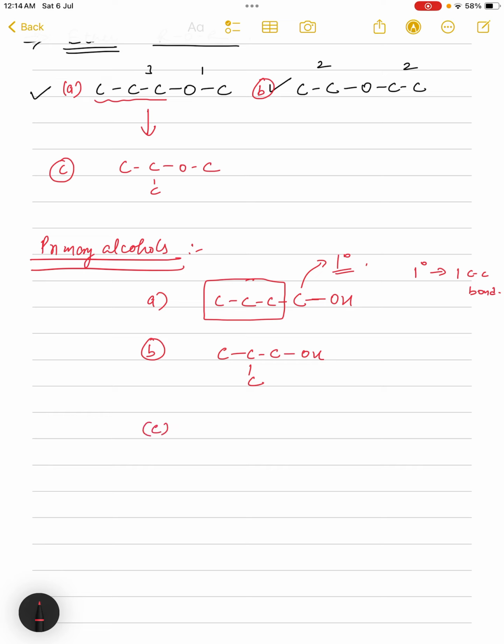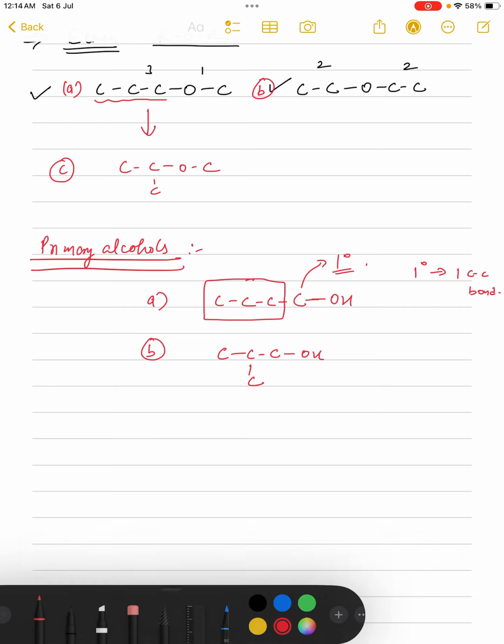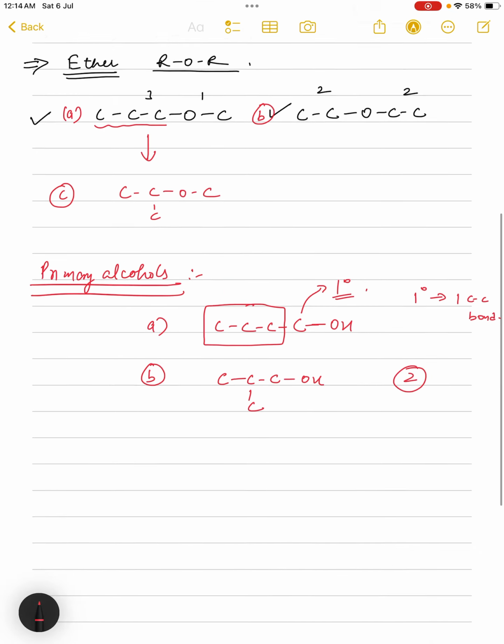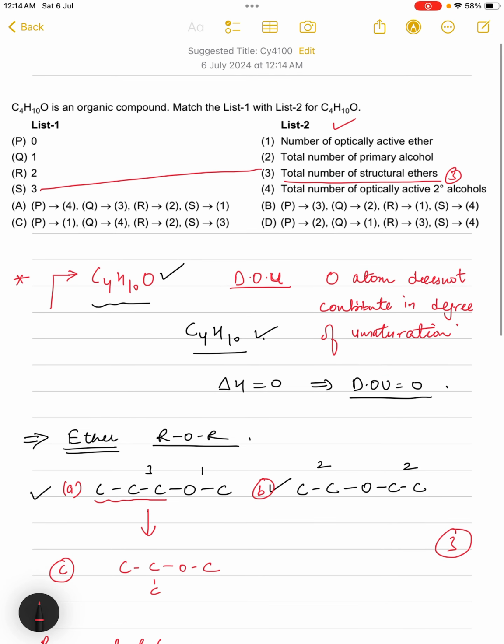In the case of 4 carbons, the first option is A, and this is B, right? So there are 2 primary alcohols which we can have. If we look for a third option, there will not be any other third structure. So the number of primary alcohols available to us is 3, 2, sorry. There are 2 primary alcohols, there are 3 structural ethers. So the number of primary alcohols is 2, and it goes with option R, like this, right?